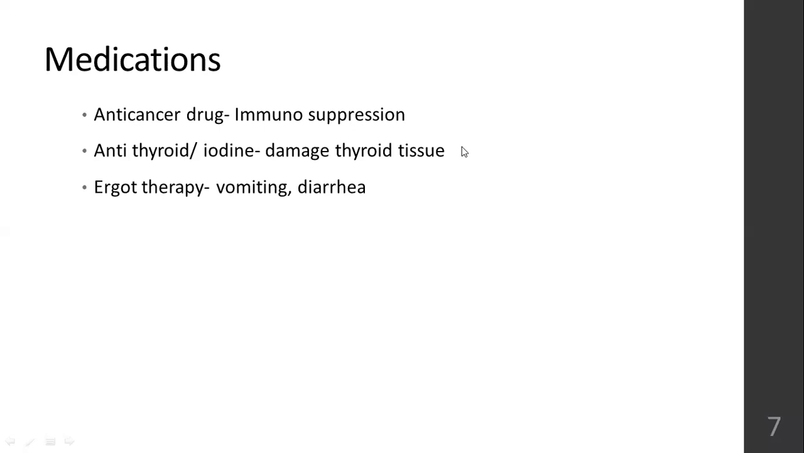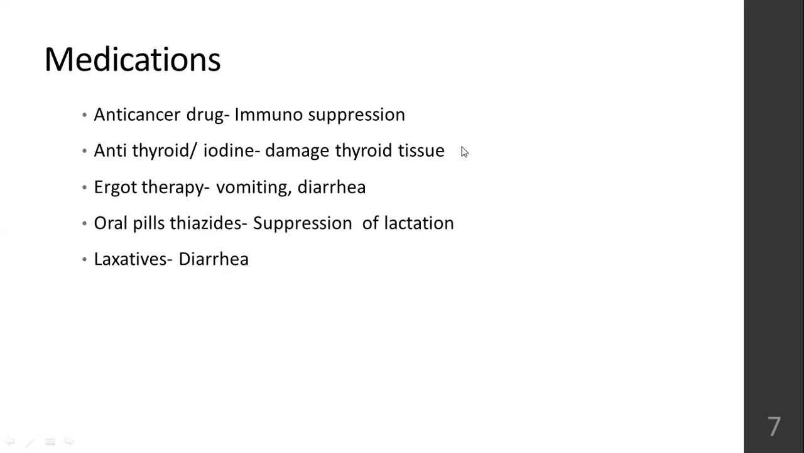Then ergot therapy, it is used in migraines. Ergot therapy is the medication taken during migraines. If the mother is suffering from migraines and she takes ergot medications, this could lead to vomiting and diarrhea in the child. Ergot medications can travel through breast milk and cause vomiting and diarrhea in the child. Oral pills, thiazides, pyridoxine, nicotine. Any form of thiazides could also lead to suppression in lactation.